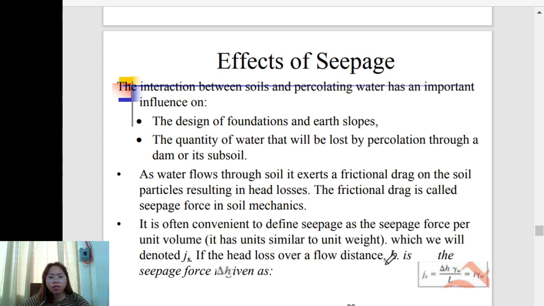If the head loss over a flow distance L is delta H, then the seepage force per unit volume, which we denote as J sub S, is given as delta H, the head loss, times the unit weight of the water, over L. L is the distance, the path the water travels in the soil. This is equal to i times the unit weight of the water.